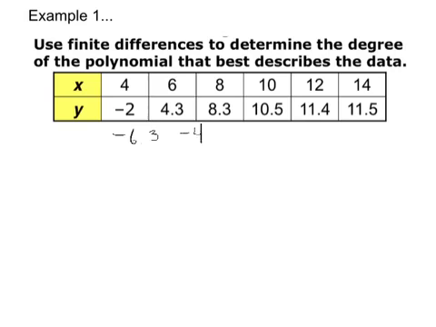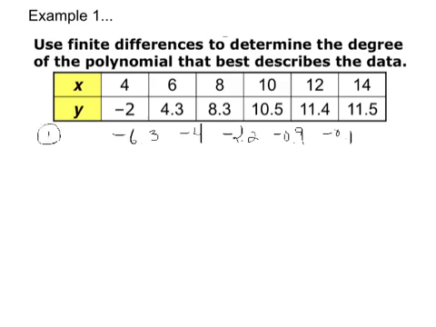4.3 minus 8.3 is -4. 8.3 minus 10.5 is -2.2. 10.5 minus 11.4 is -0.9. Again, we're just going to keep on going. I did not need a calculator for that one. Actually, I didn't need a calculator for any of them. But we have our first differences.